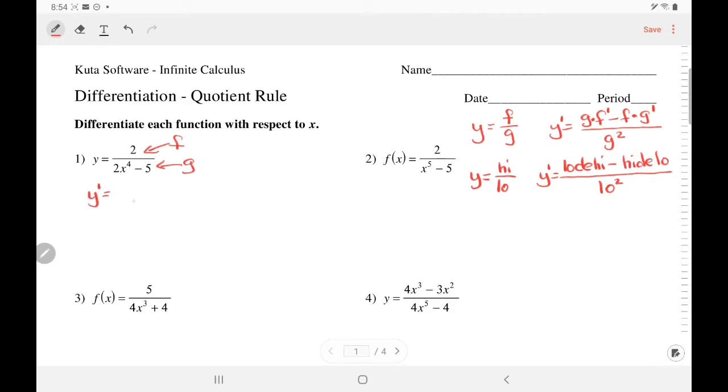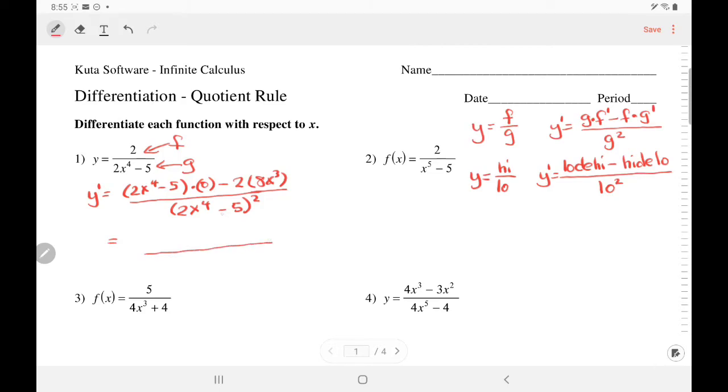The derivative of y then equals the low function g, so we'll write 2x to the 4th minus 5, times the derivative of f. The derivative of a constant is 0, minus f, which is 2, times the derivative of g, that would be 8x cubed, because the derivative of 5 is 0, over the bottom function squared, equals.